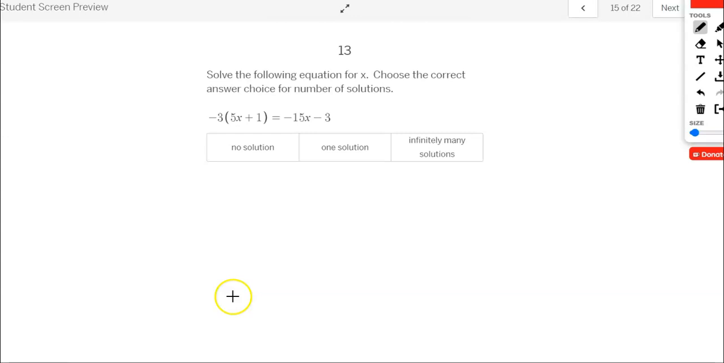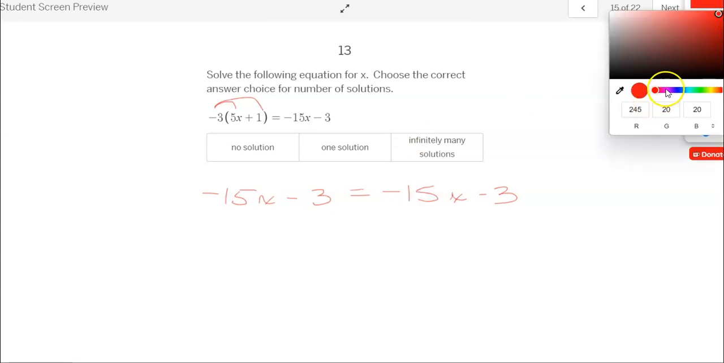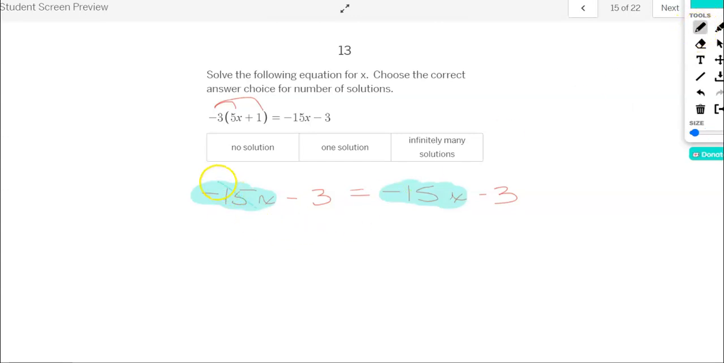Let's go ahead and do the distributive property here and look and see what we have. So negative 3 times 5x is negative 15x. Negative 3 times 1 is minus 3. Okay, so on both sides we have exactly the same thing. It says solve the equation for x. You don't necessarily have to solve it. All you need to do is look at the two parts. Let's look at the variable. The variables are the same, which means they would cancel each other out in an equation if you solve the equation.